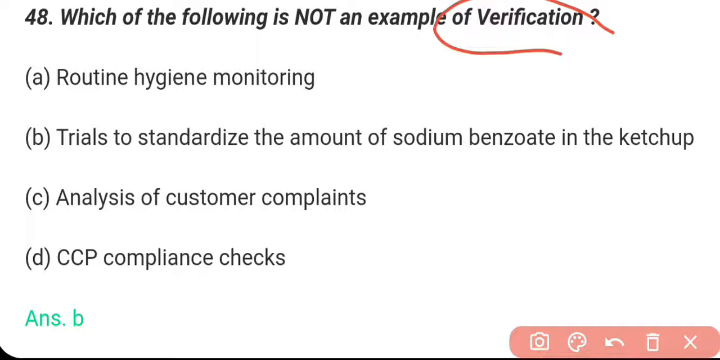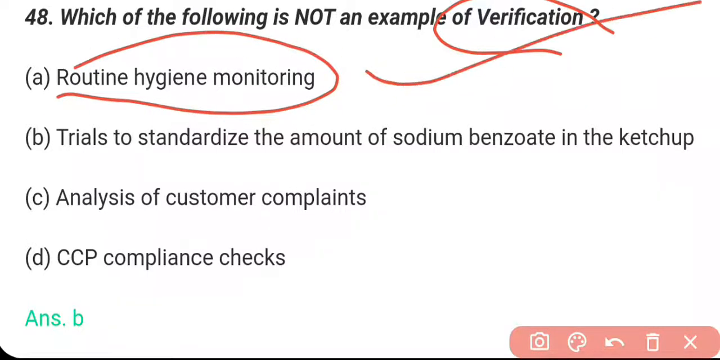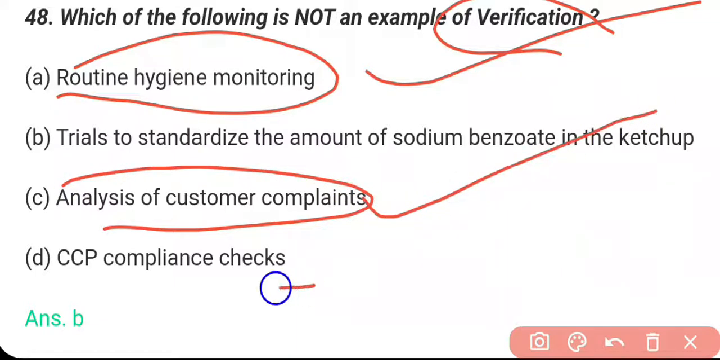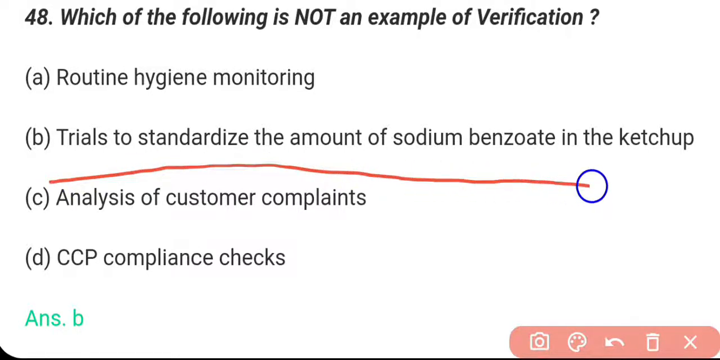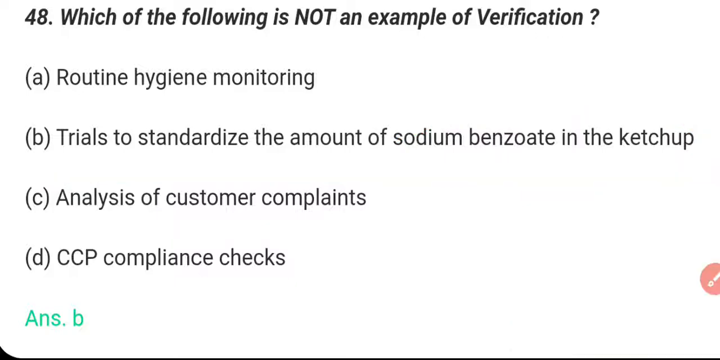Then which of the following is not an example of verification? So routine hygiene monitoring is a part of verification. Then analysis of customer complaints is also a part of verification. CCP compliance checks, these are all parts of verification, but trials to standardize the amount of sodium benzoate in the ketchup is not a verification. Okay, that is different. That is for estimating the shelf life of the food product, all those things that we do.